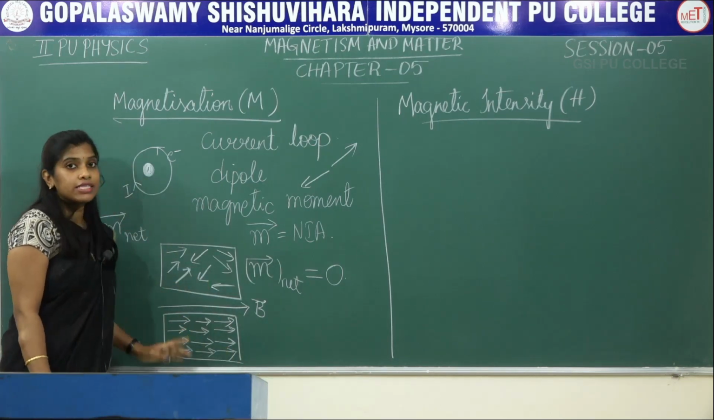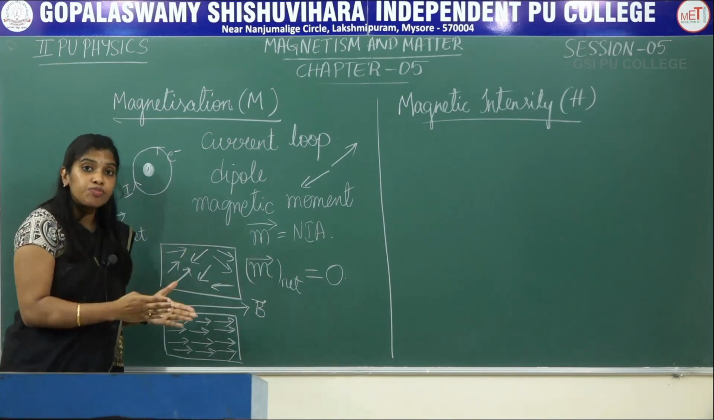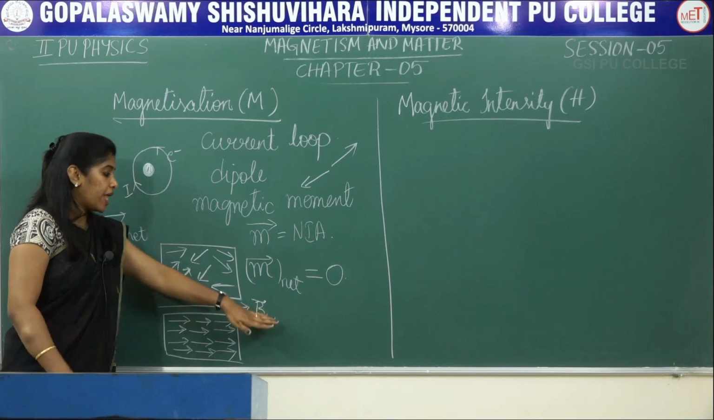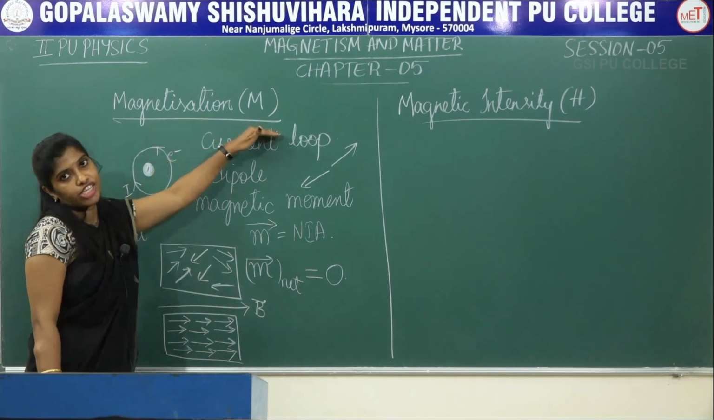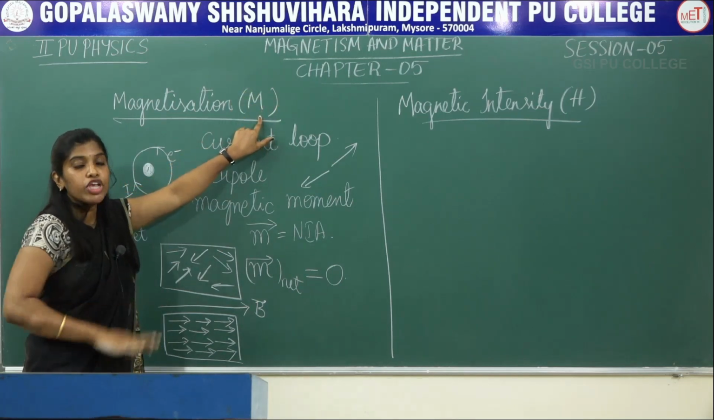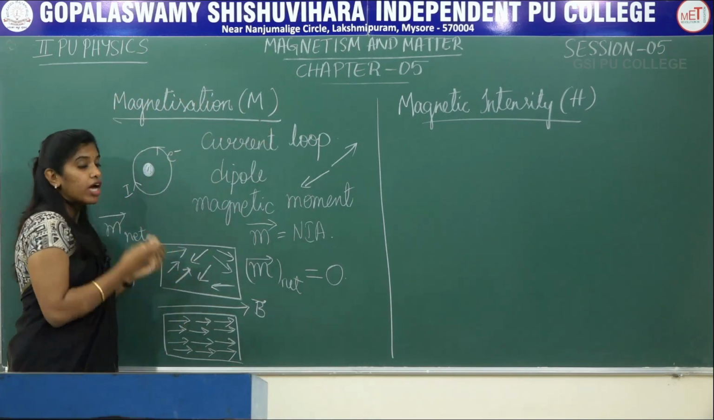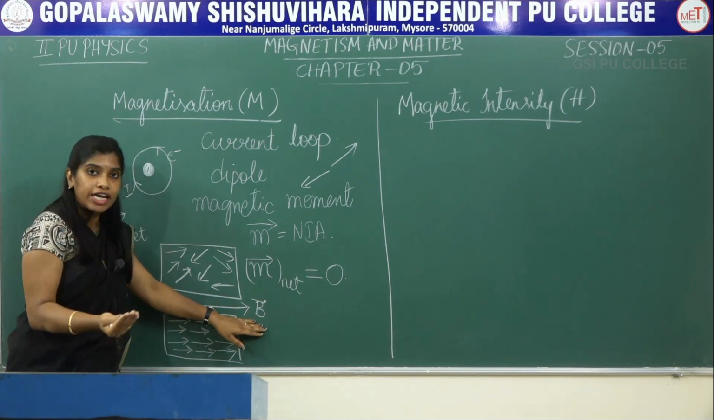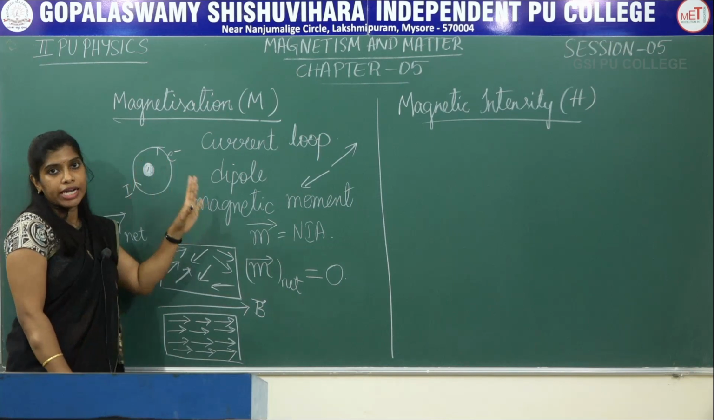So now I can say this material is magnetized, and this property of the material to get magnetized when placed in a magnetic field is called magnetization M. It is denoted by the letter capital M. So magnetization is a property in which a magnetic material when placed in an external magnetic field gets magnetized, and this is called magnetization.